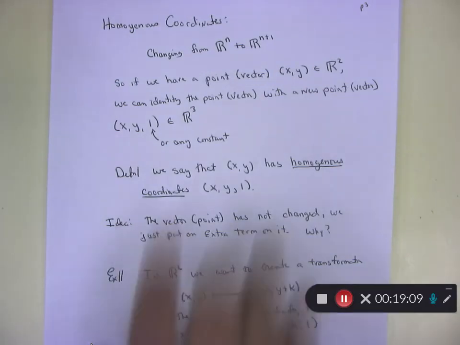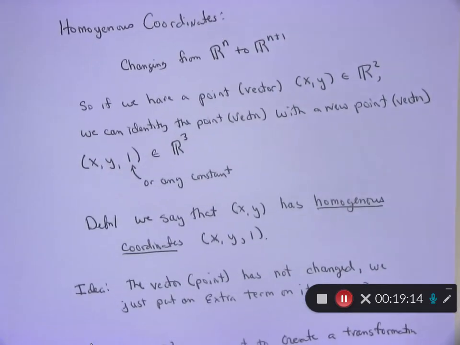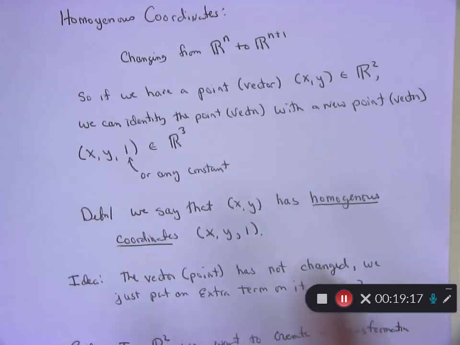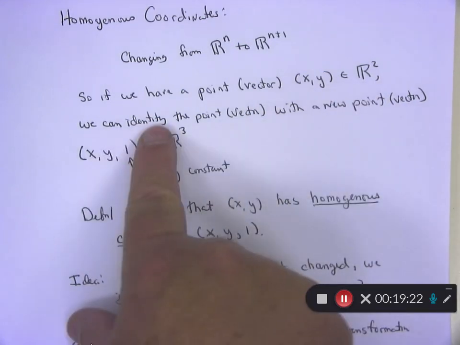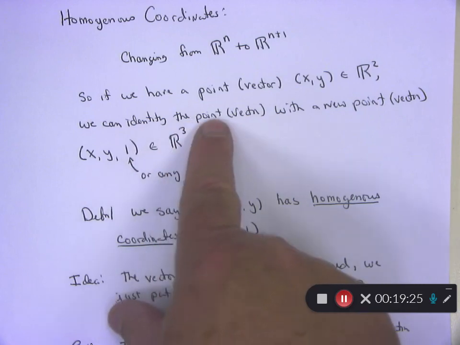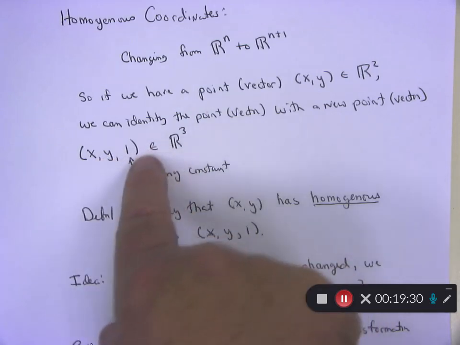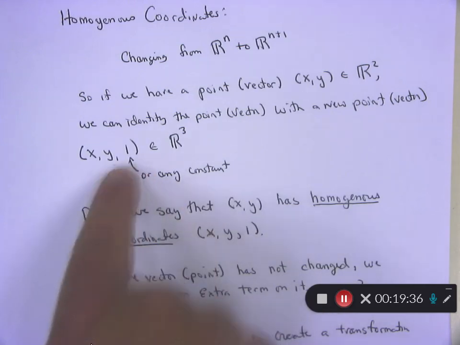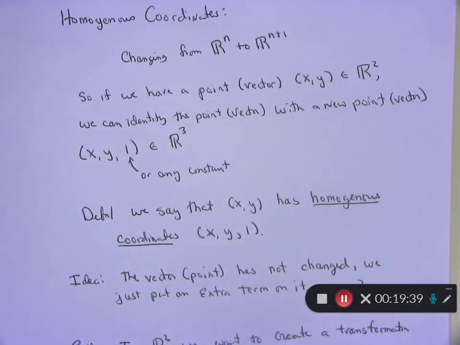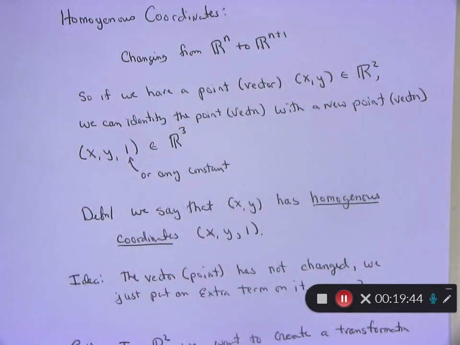So here's the idea. Blow this thing up so you guys can see it a little bit better in the back here. So if we have a point vector, if you will, x, y in R2, we can identify the point, the vector, with a new point slash vector, x, y, and I'm just going to put a 1, in R3. And this could be any constant. You don't have to do 1. You can do 2, 3, or whatever. So you can have different layers of this thing if you need to. But just 1, okay? Again, or any constant. So we just made another third dimension.